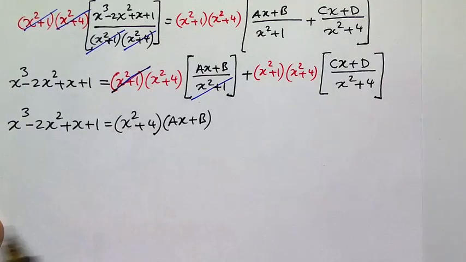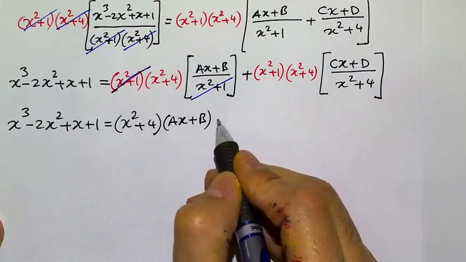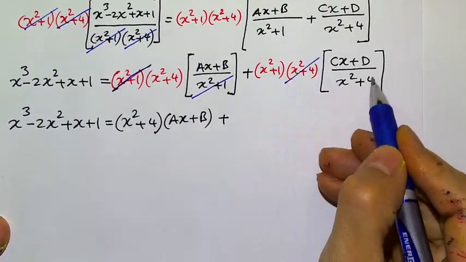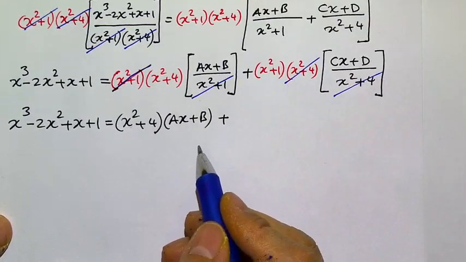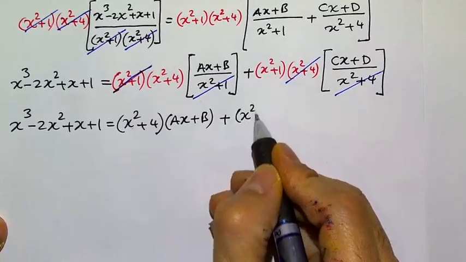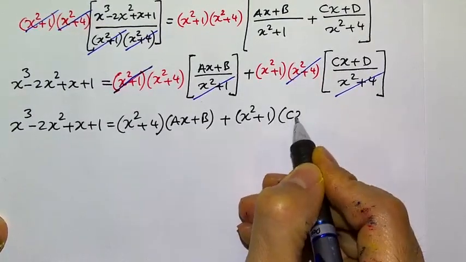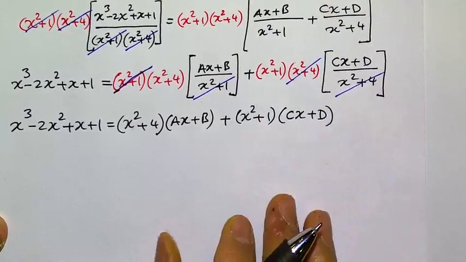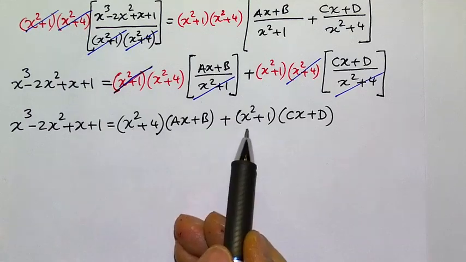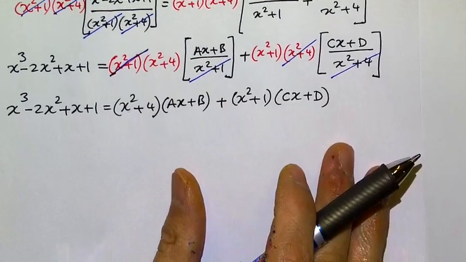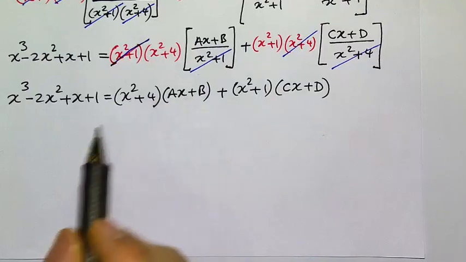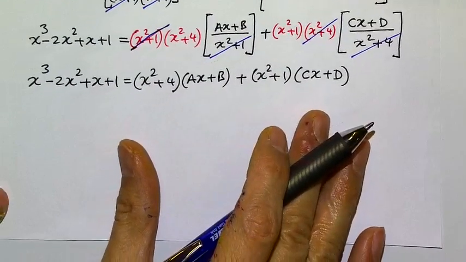We have no fractions here, plus, now this x squared plus 4 and this x squared plus 4 cancel each other out. We end up with x squared plus 1 times cx plus d. Right? All right. So now what do we have to do? Do you remember what we do next? We're going to distribute things on the right side. So let's do that.